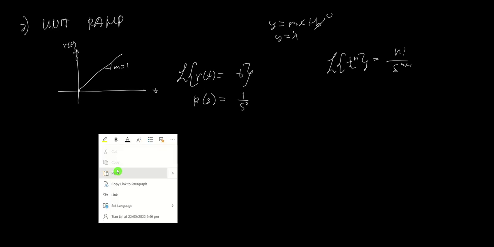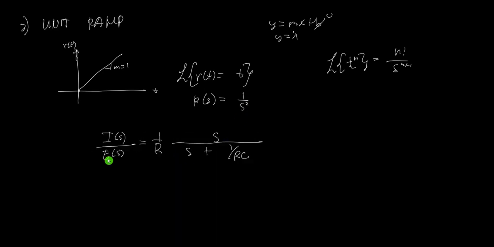Our example, paste. Our input is 1 over s squared, so E of s is equal to 1 over s squared. This will become 1 over s, I of s equals this one times this one. So 1 over s squared times 1 over R, or 1 over s squared times s. So 1 over R. You can cancel out that s there. So 1 over s times s plus 1 over RC.